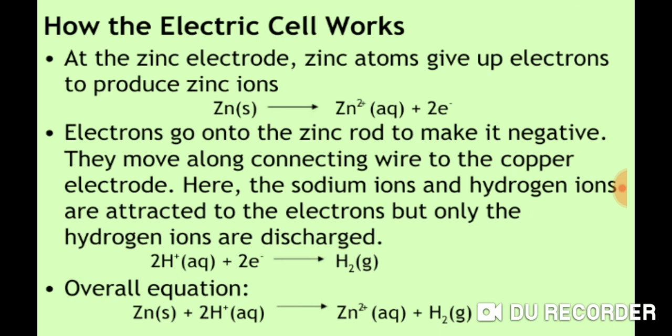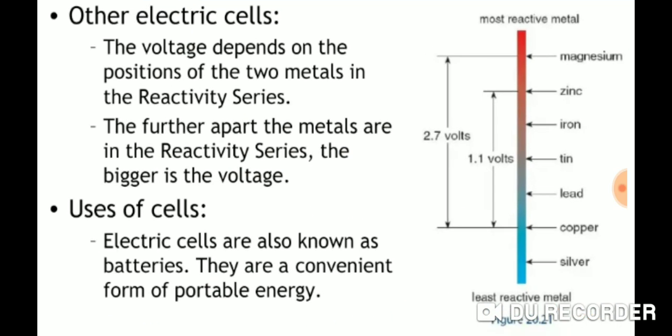Now let us see how the electric cell works. At the zinc electrode, it is a zinc cell. So at the zinc electrode, zinc atom loses electron. Of course, zinc is a metal, it loses electron. Electrons go into the zinc rod to make it negative. They move along the connecting wires to the copper electrode. And the hydrogen ions present in the solution gain electrons to form hydrogen gas. So the overall reaction for this cell is Zn plus 2H+ gives Zn2+ plus H2 gas.